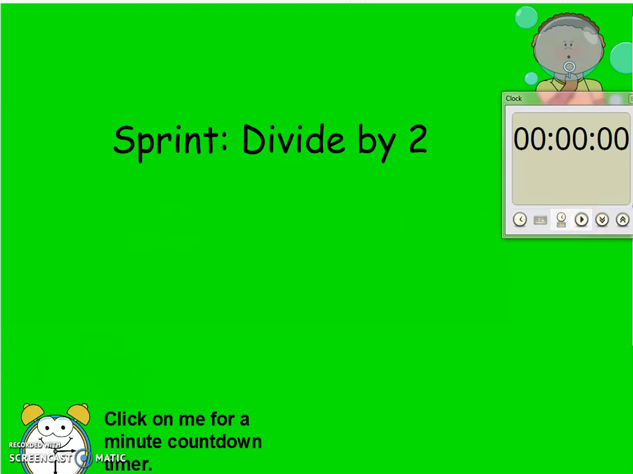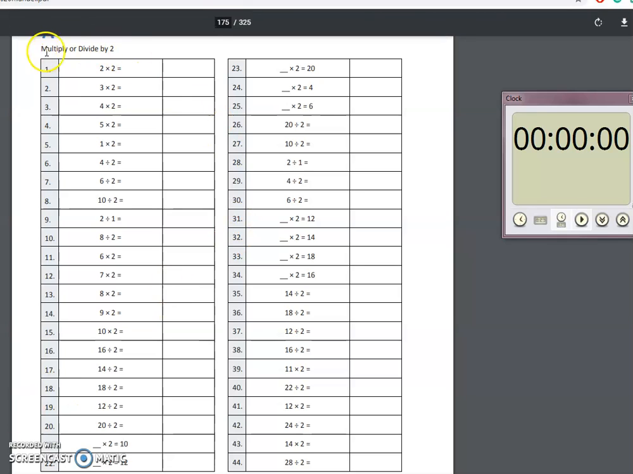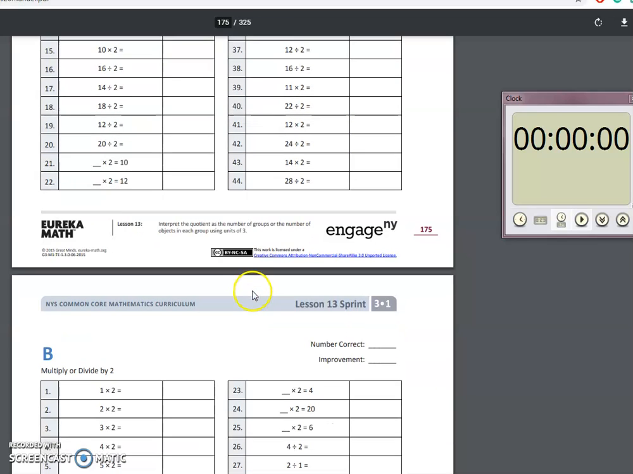And stop. Hands down, pencils down, no cheating. Stop. So that was our first one. That was sprint A. And we had some easy ones in it, like 2 times 2 and 2 times 3, right? It's a lot of 2s. You guys are going to get really good at doing 2s by the end of this.